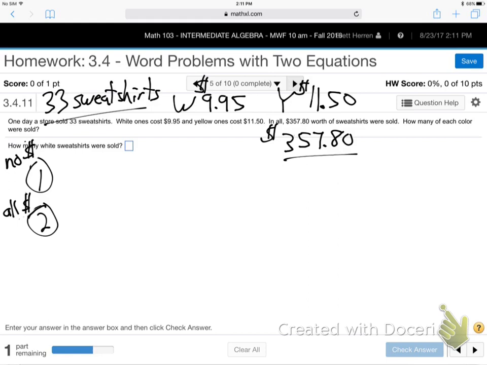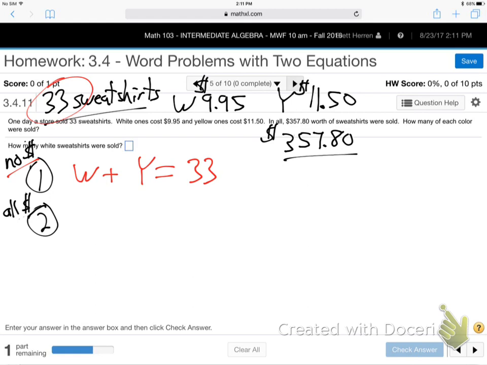Doing okay? So the top equation would be white sweatshirts plus yellow sweatshirts. And then how do you know what number I'm going to put? Remember, the first equation is no money. Which one of those numbers has nothing to do with money? Doesn't have a dollar sign. Yeah, the 33. It's the only one without a dollar sign. So that's got to be in the top equation because there's no money in the top equation, right? That good?